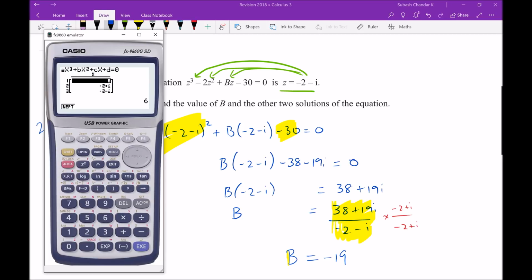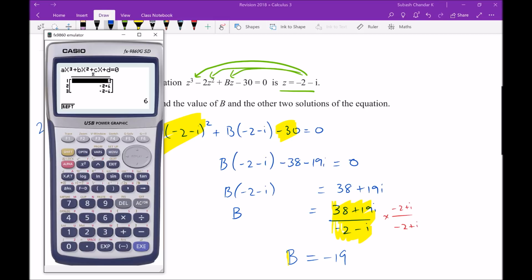Shift Setup. I'll show you again. So when you're in this mode here, click on Shift Setup. Go down to complex mode. You should find something that says complex mode. Change it to A plus Bi. And I believe you actually have all 3 of your solutions right there. Okay? This is a good way to check whether your B value is correct or not.